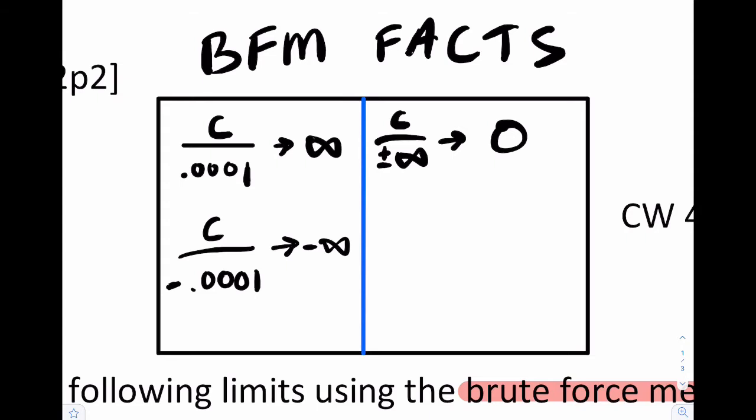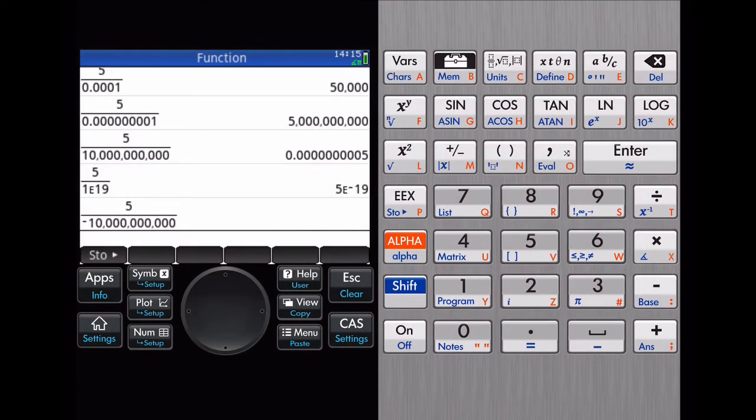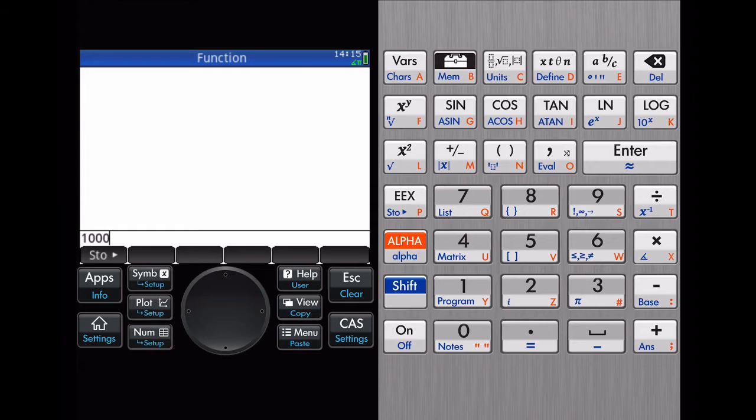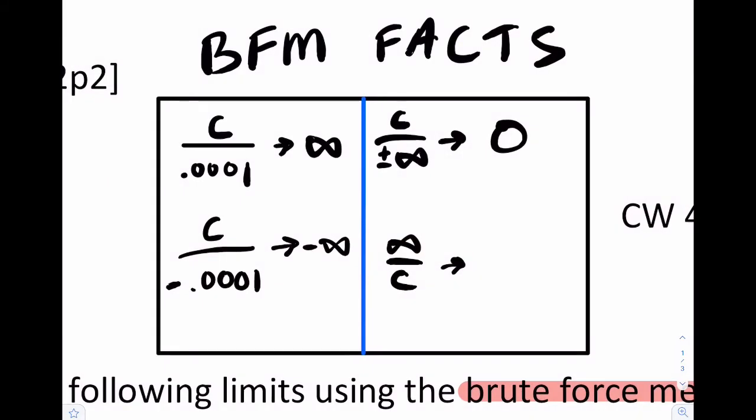And the last fact is if you have infinity over a constant, what should happen? Well, that should be common sense, hopefully. Let's say we have some constant like 5. If you have a million over 5, like this, some giant number over 5, it's still really, really big. And if I make this number massive, it's just getting even bigger, which means all you're going to do is approach infinity.